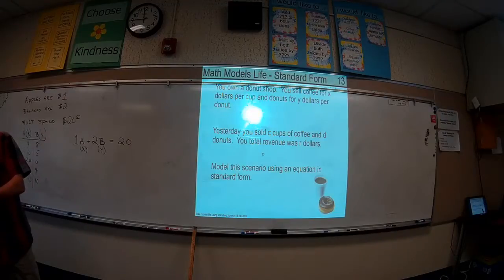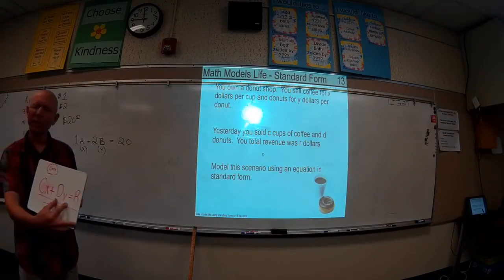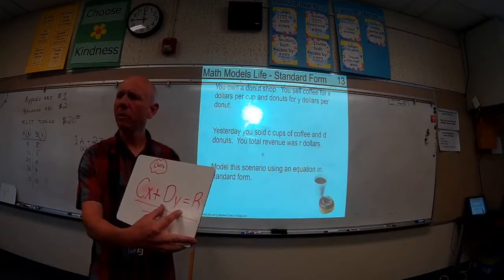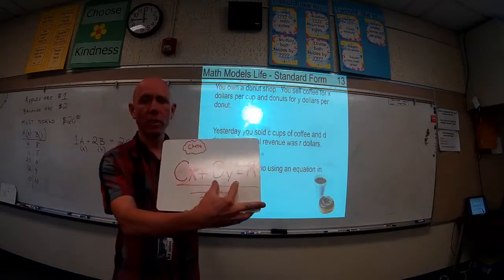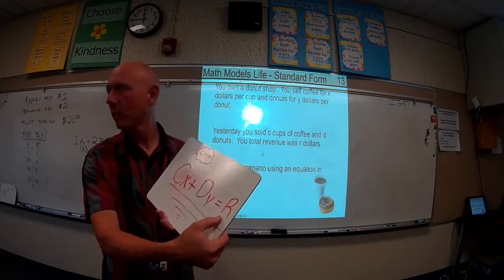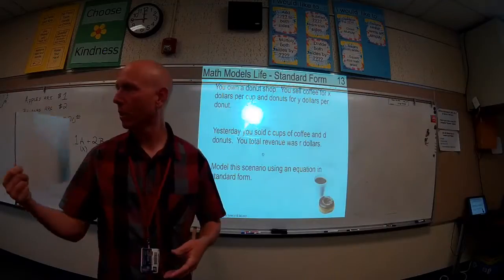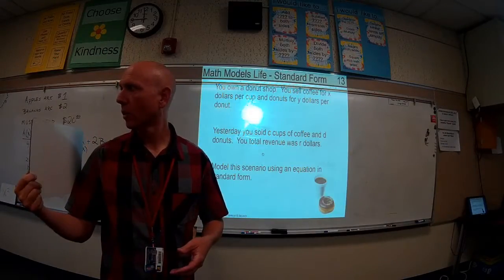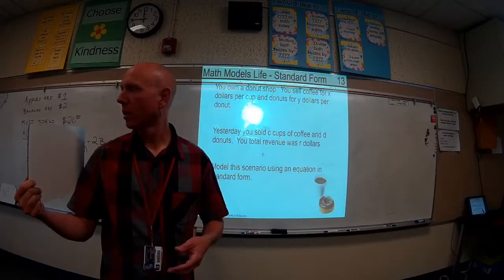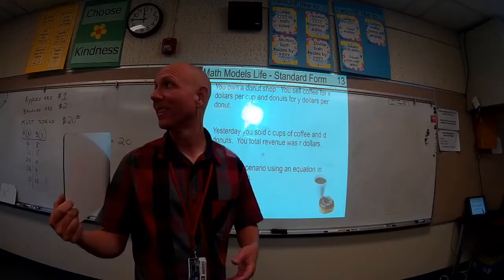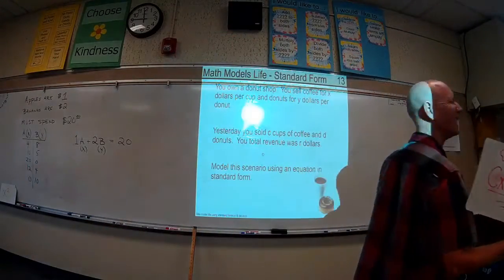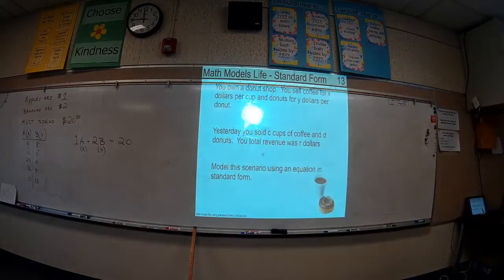What's this then? This whole thing right there. The cost of the donut. That's not the cost. Maybe. What do you mean by that? The amount of money you made from the donuts. Good. This is the revenue from donuts. And then what does the R represent? The total of cups and donuts. Total what? The total price of cups and donuts. Total revenue.